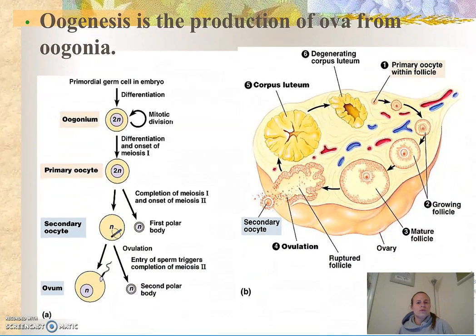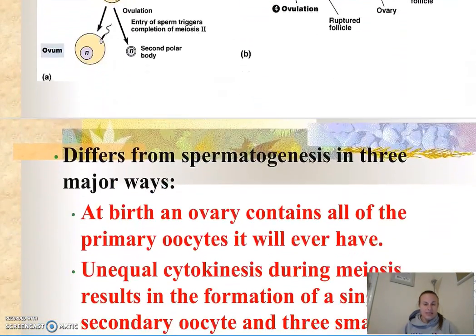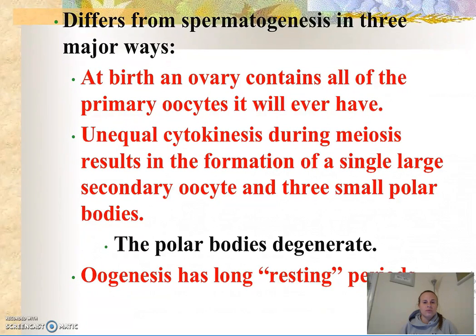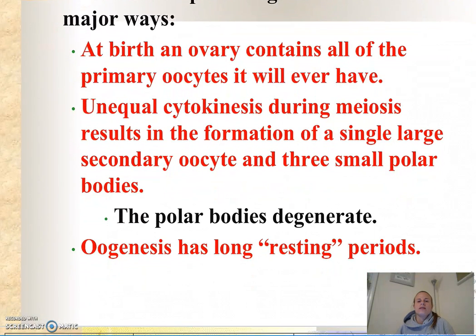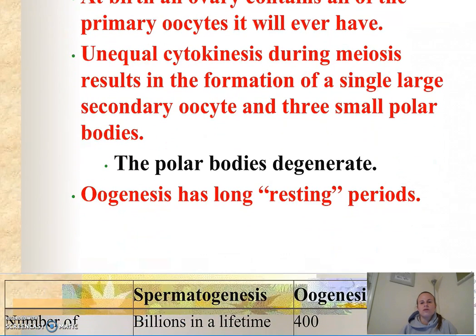On the other hand, oogenesis is the production of ova or eggs. It differs from spermatogenesis in three major ways. First of all, at birth, a woman contains all of the eggs, all of the primary oocytes that she will ever have. There's unequal cytokinesis that occurs during meiosis, giving us females the formation of a single large secondary oocyte, and then three small polar bodies, where those small polar bodies disintegrate, but that one large secondary oocyte can then develop into an egg. Now, oogenesis also has long resting periods.